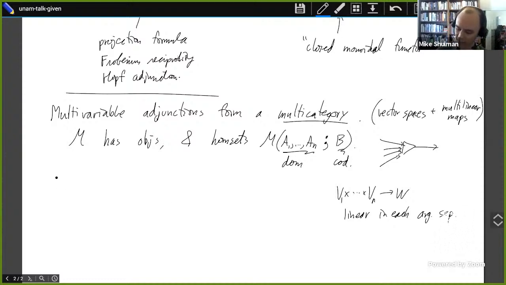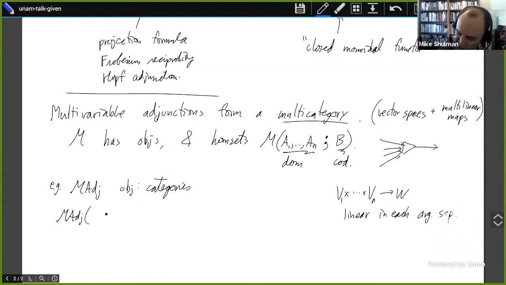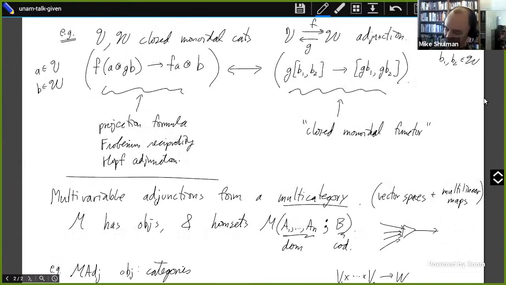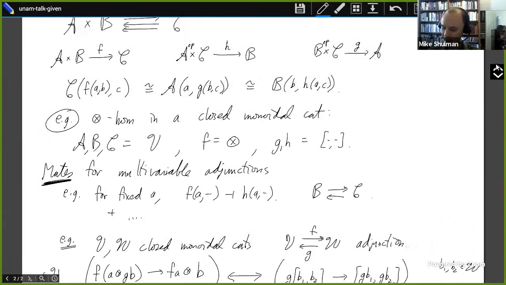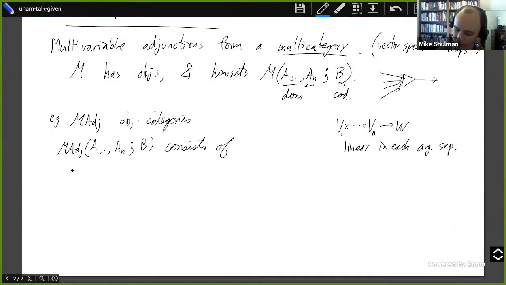And then in the case of multivariable adjunctions, we have a double category, say MAdj, where the objects are categories, and where a morphism in MAdj from, say, A1 up to An to B is an n-variable adjunction. Just like up here, this was a 2-variable adjunction. A 2-variable adjunction involves 3 functors and 3 categories. So now an n-variable adjunction involves n plus 1 categories and n functors.